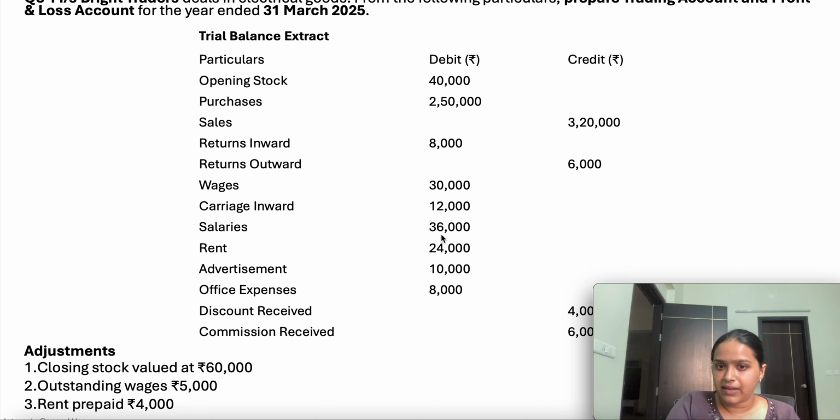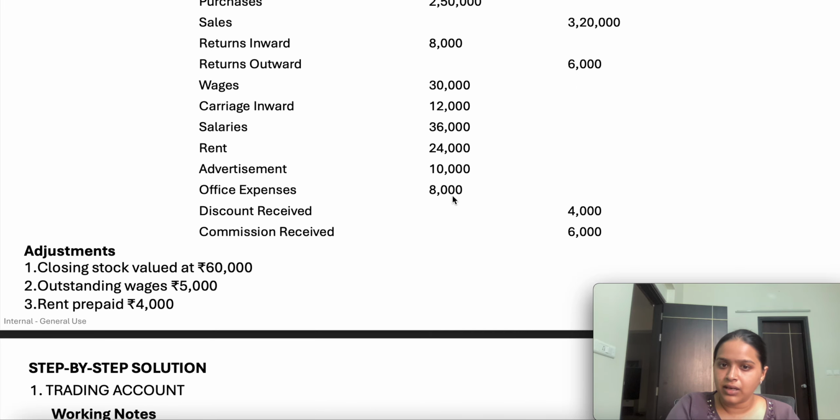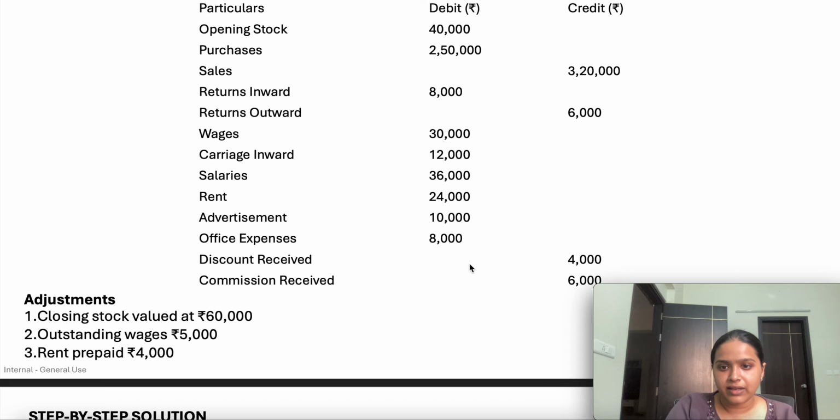Okay. Salary will be a part of the profit and loss account. Rent is also in the profit and loss account. Advertisement will also go to the profit and loss account. Office expenses will also go to the profit and loss account. Now the question is, discount received, where do you have to disclose it? It should be a part of the profit and loss account only, because it is not a direct income, right? It is an indirect income that we have received. Okay. Next is commission received. It is also in the profit and loss account.